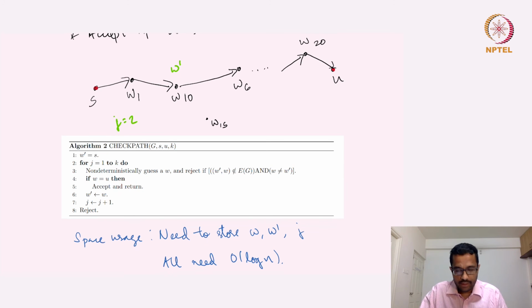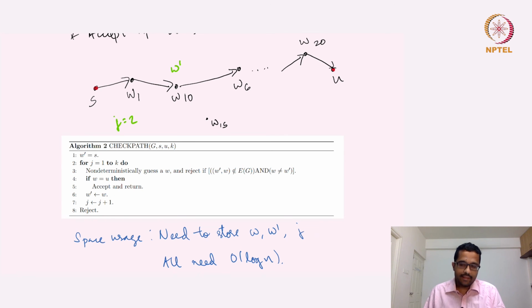If we keep progressing the pointer W prime ahead while incrementing the counter, we accept if the counter J does not cross k and W prime reaches the target destination U. If at any point W prime or W is equal to U, then we accept. Otherwise, we reject. There are two things checked here. Whenever W is guessed, we reject if there is no edge from W prime to W, and also if W is not equal to W prime. If W is equal to W prime, then it is fine. That leads to an accept.